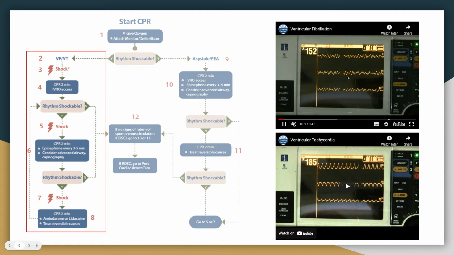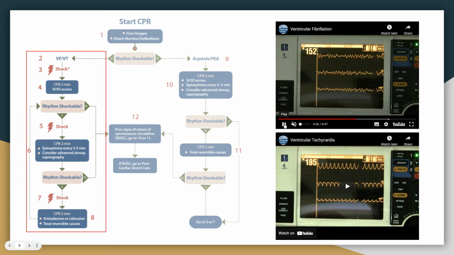Basically, in VF, the ventricular muscle twitches randomly rather than in a very constructive and coordinated manner. Because of this, the blood doesn't really get pumped through the body very effectively, thereby causing a cardiac arrest. Recognize this pattern, as a timely shock can reverse it. So this is ventricular fibrillation. Also notice how the heart rate changes.